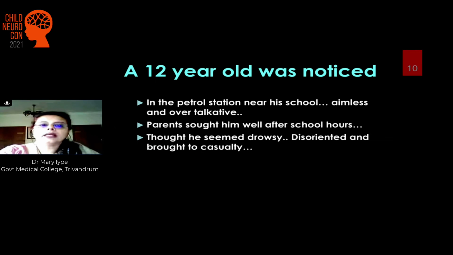A 12-year-old boy was noticed in the petrol station near his school, aimless and over-talkative. The parents sought him well after school hours. They thought that he seemed to be drowsy, disoriented, and was brought to the casualty. This boy was also having herpes simplex encephalitis.